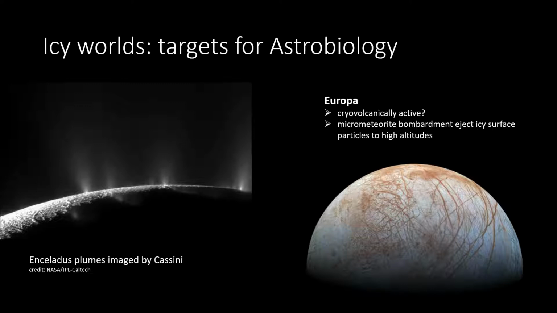Like Enceladus, Europa could be cryovolcanically active. Some recent papers reported evidence of plume activity. Sputtering and micrometeorite bombardment may also eject icy surface particles to high altitudes, where they can be sampled by spacecraft.